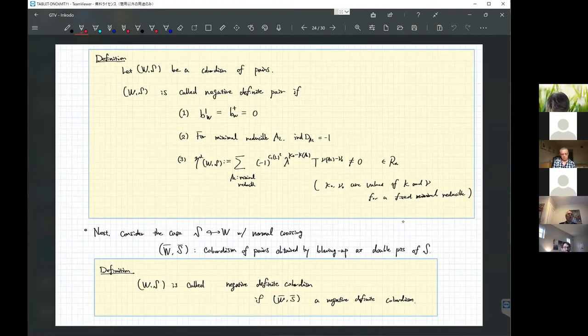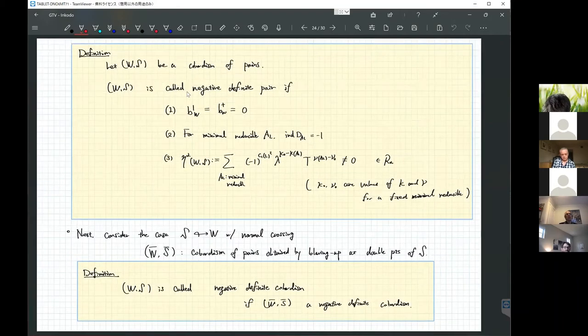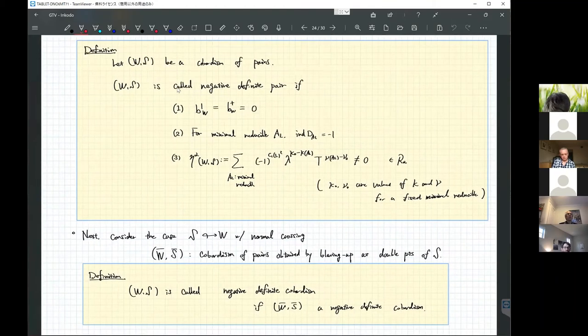Okay, and we can define the negative definite cobordism. Let W and S be a cobordism of pairs. Then W and S is called a negative definite pair if it satisfies the following conditions. The first is b1 and b plus of W are zero. And for a minimal reducible A_L, the index of the associated ASD operator is -1.